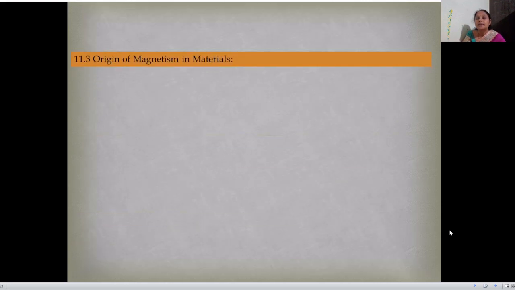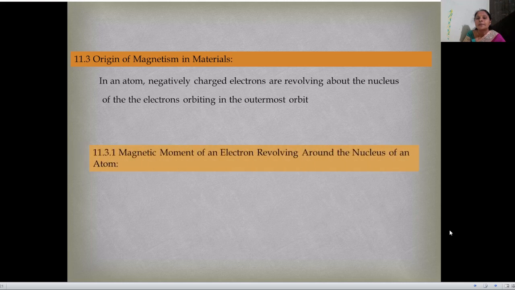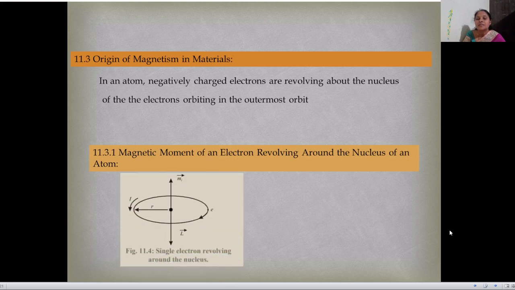Now the next point we discuss is the origin of magnetism in the material. In an atom, negatively charged electrons are revolving about the nucleus, and the electrons orbit in the outermost orbit. In this point, the sub-point is the magnetic moment of an electron revolving around the nucleus of an atom. Showing you the figure first, a single electron revolving around the nucleus.